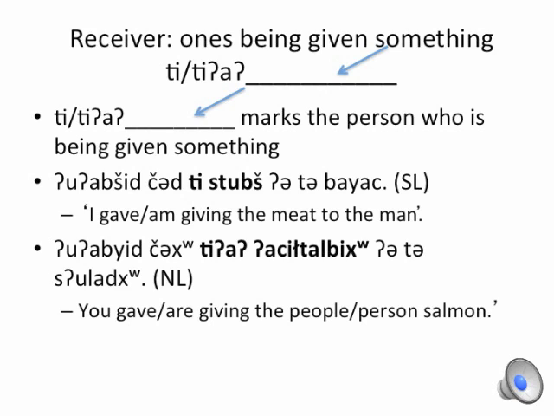So T or tia is marking the receiver, the one that is being given something. O abshid ched ti stobj at bayats. I gave or am giving the meat to the man. So the man is the receiver. O abyid chef tia atsish talbu ates ulad. So tia atsish talbu is the receiver, the people. You are giving the people salmon.